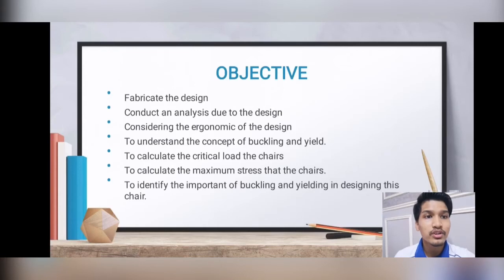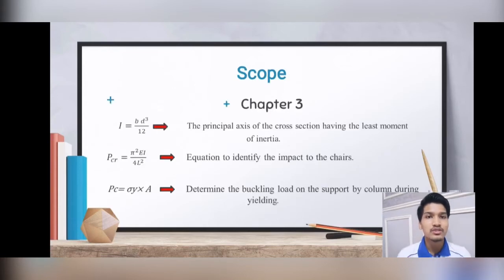So now we go to the scope. We take from chapter 3 three formulas. Formula number 1, we use I equals BD to the power of 3 divided by 12. This formula we use for the principal axis of the cross section having the least moment of inertia.